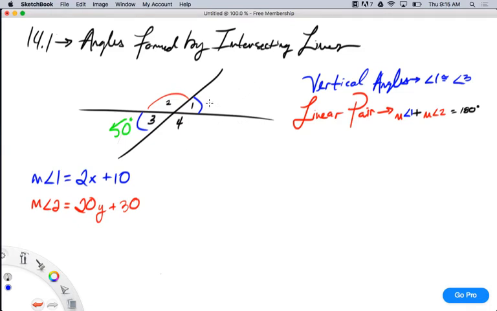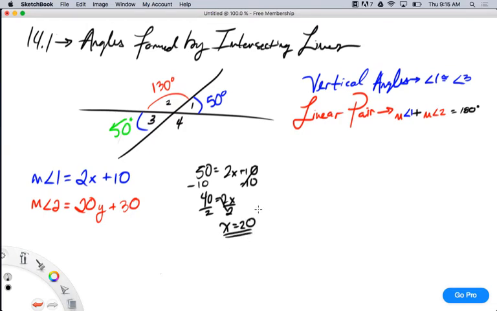Okay, so to start, we have to solve for the measure of angle 1, which since it's vertical, we know is 50 degrees, and the measure of angle 2. 1 and 2 are supplementary, so they add up to 180, so angle 2 has to be 130. So to solve for x, I just set 50 equal to 2x plus 10. Subtract 10 from both sides. I get 40 equals 2x. Divide both sides by 2, and I get x equals 20.